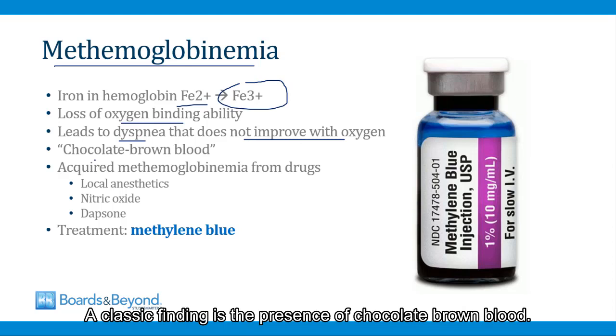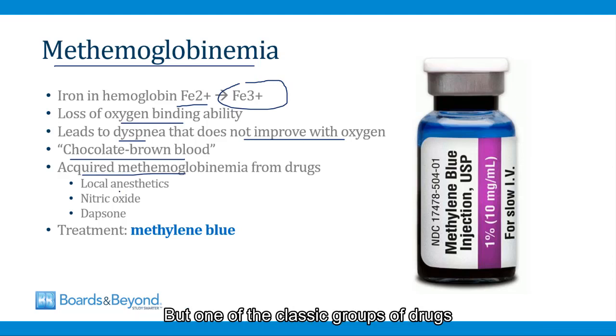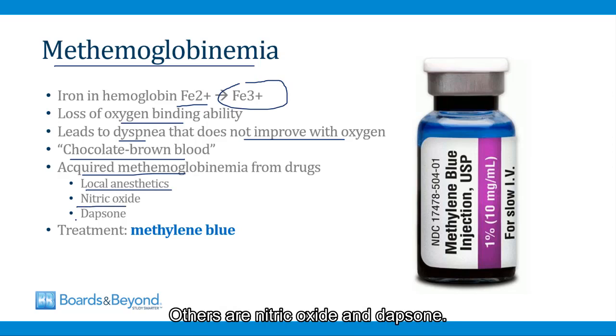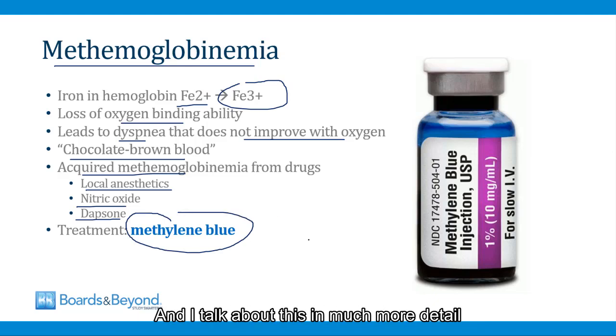A classic finding is the presence of chocolate brown blood, and there are a number of drugs that can cause acquired methemoglobinemia, but one of the classic groups of drugs are the local anesthetics. Others are nitric oxide and dapsone. And the treatment for methemoglobinemia is with a drug called methylene blue, which converts iron back into the 2+ form, and I talk about this in much more detail in the video on toxicology.